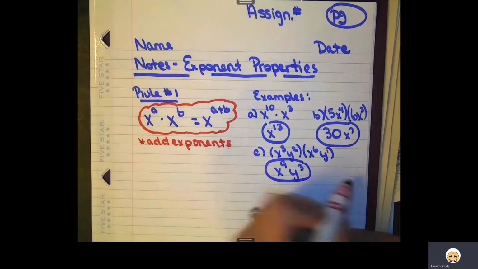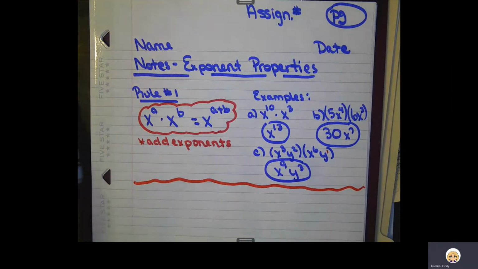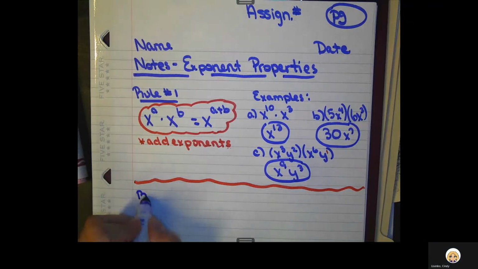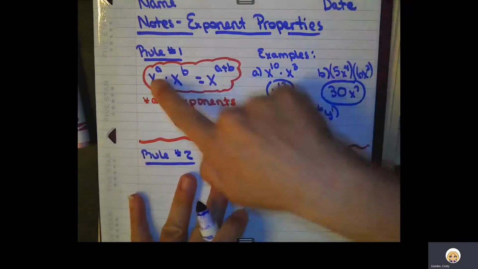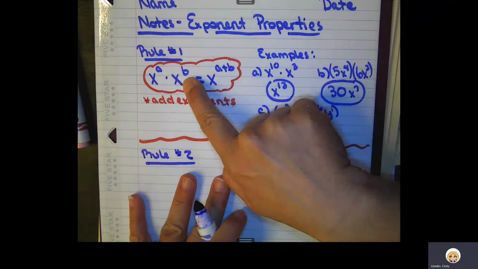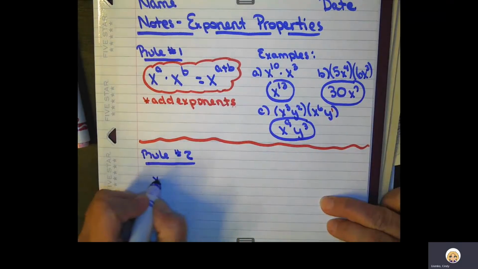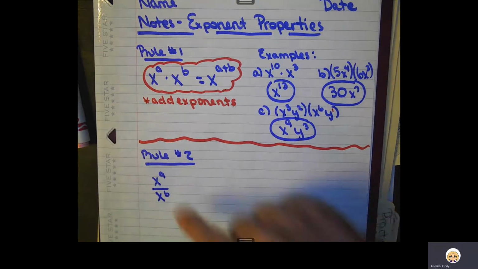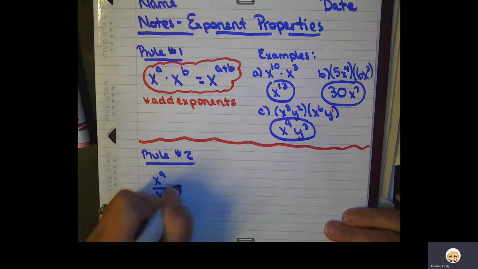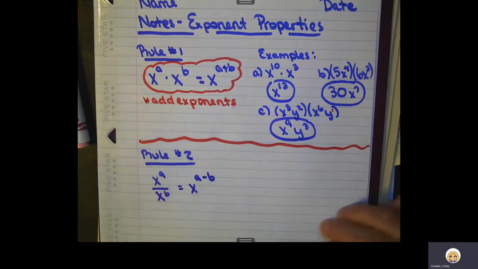Moving on to rule number 2. Just going to draw a line and write rule number 2. We've got 7 of them. So up here we were multiplying powers and adding the exponents. Here we're going to divide. So if we have x to the a over x to the b power, if they have the same base, we're allowed to subtract the exponents. So that's the same as x to the a minus b power.